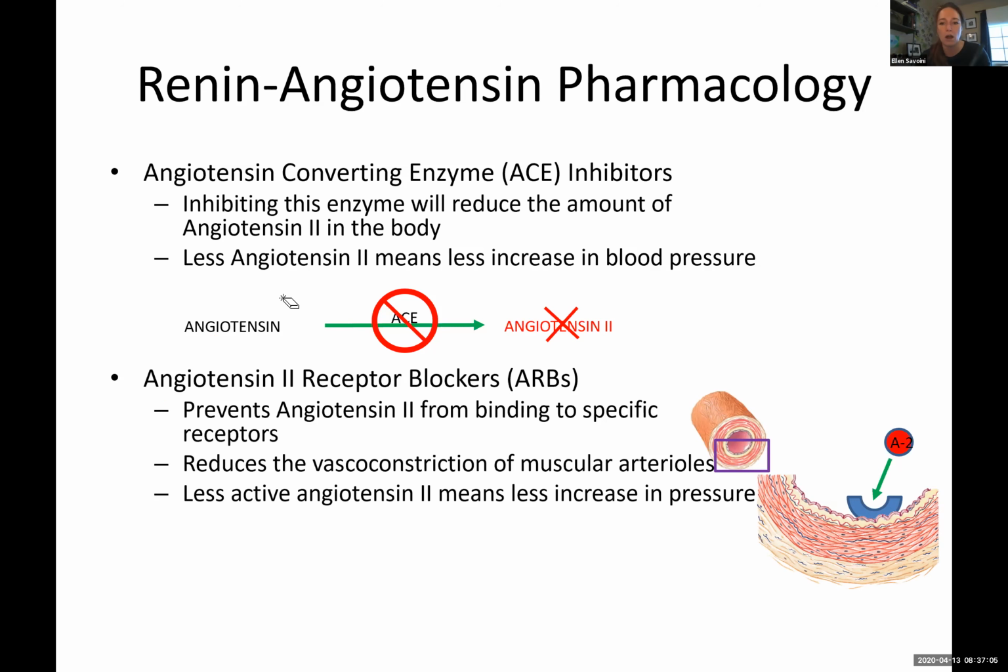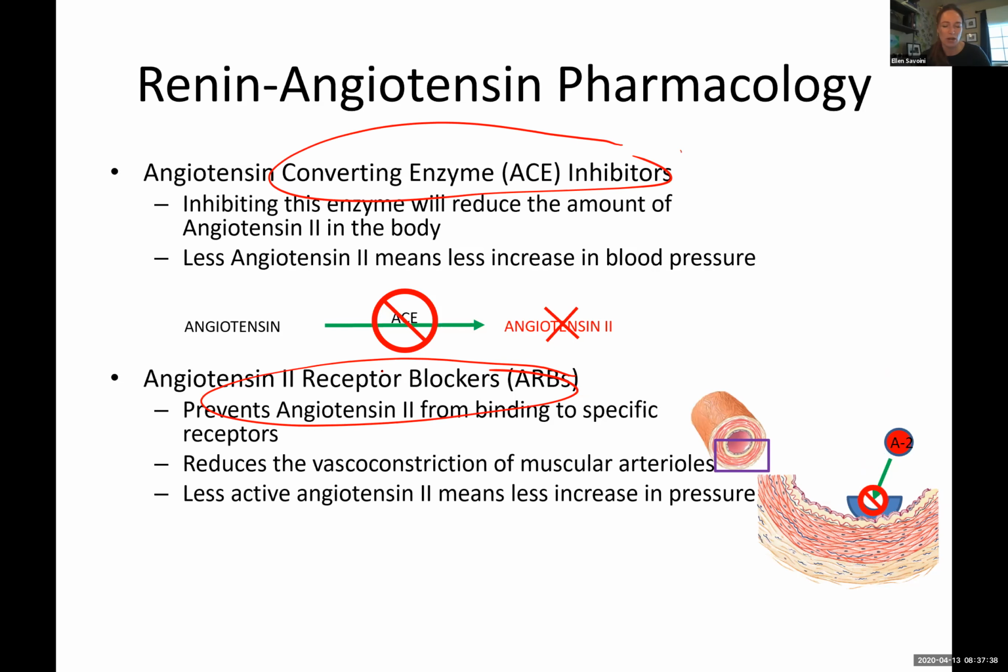So what do ARBs do? An ARB, an angiotensin receptor blocker, is basically a drug that just goes in and plugs up the receptor so angiotensin II can't do its job. So you can see either you don't make angiotensin II because you blocked it with an ACE inhibitor, or you plugged up the receptors. Basically, both of those mechanisms prevent angiotensin II from being effective. So that is how most blood pressure is managed.